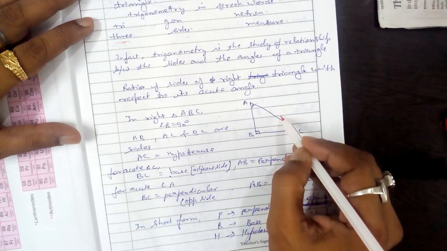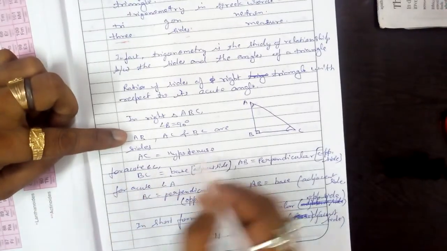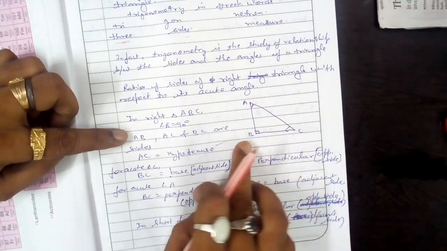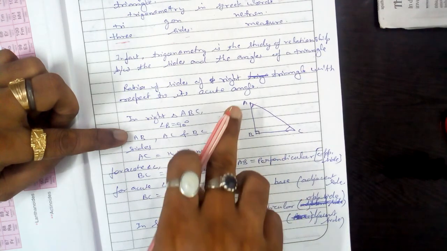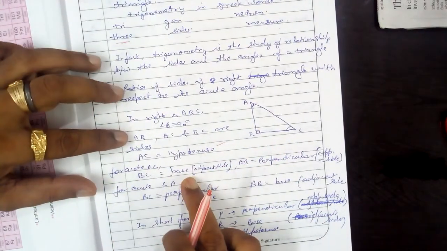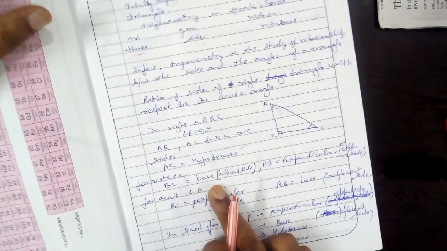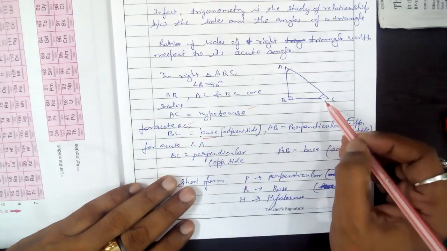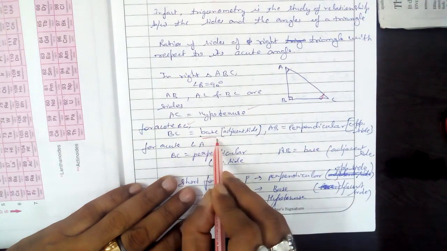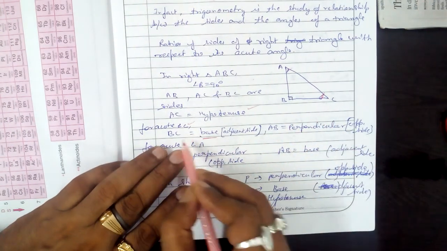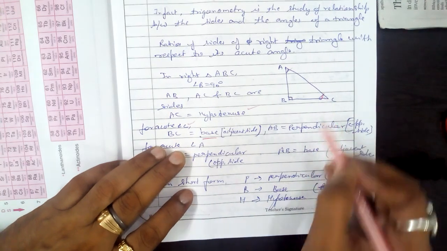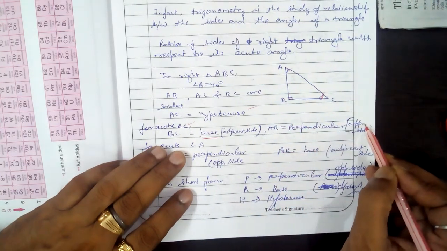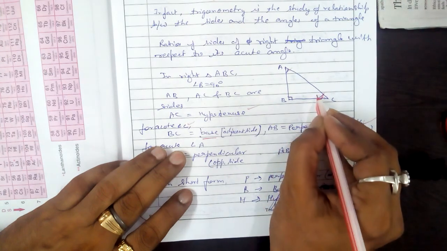AC is called the hypotenuse, that is the first one. The other two sides are the adjacent sides of the right triangle, the two arms which form the right angle, and they are also very important. For angle C, BC is the base. And AB is a perpendicular, which is called the opposite side of this angle.